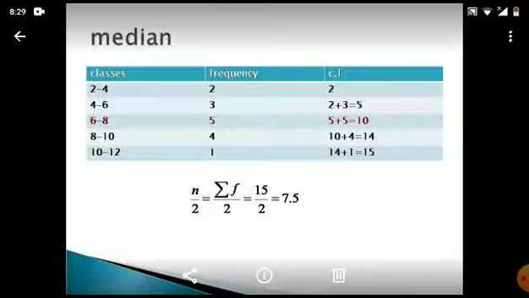First frequency is 2, cumulative frequency is 2, then 2 plus 3, 5, then 5 plus 5, 10, 10 plus 4, 14, and 14 plus 1, 15. In the cumulative frequency column, you will locate your 7.5, that is the value of n/2. The method for locating is very simple but a bit confusing. You want 7.5 in your cumulative frequency column, but that's not available in the column. You can see that there is no value of 7.5.